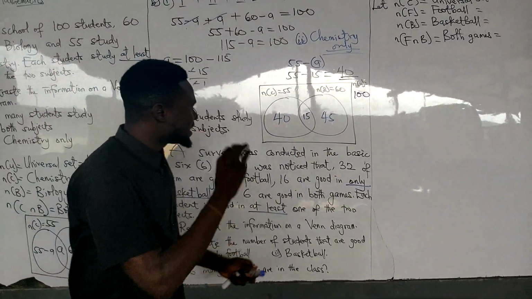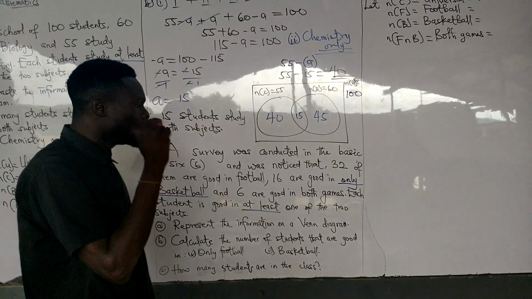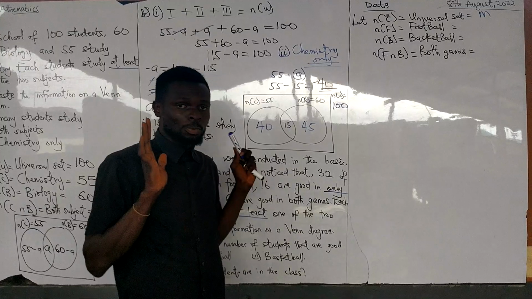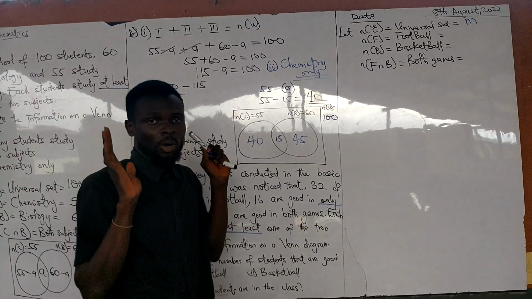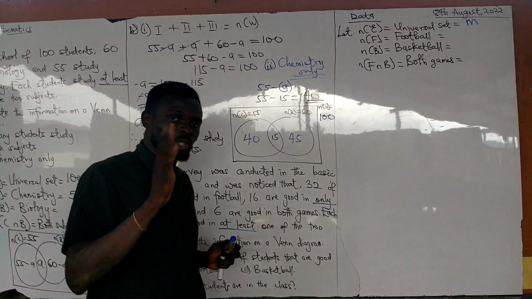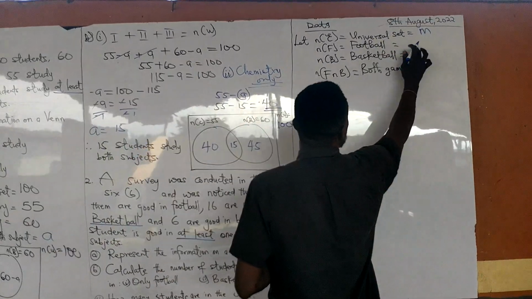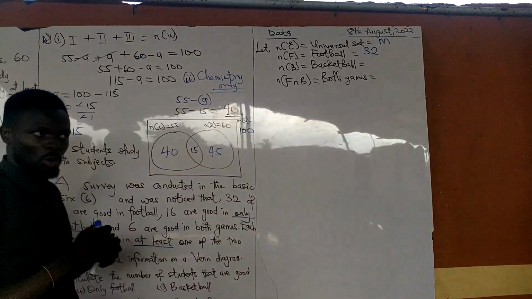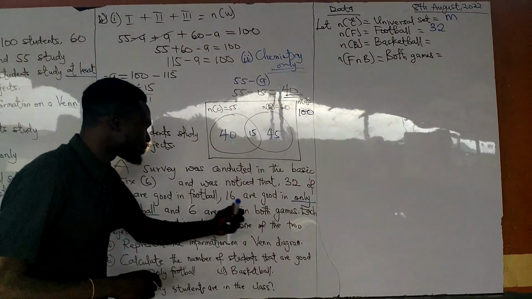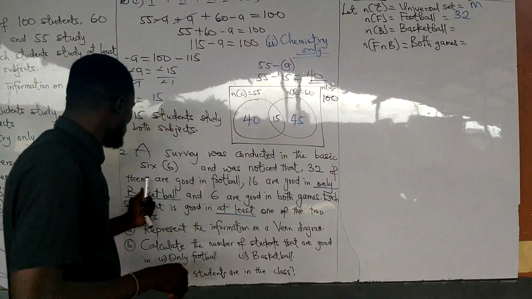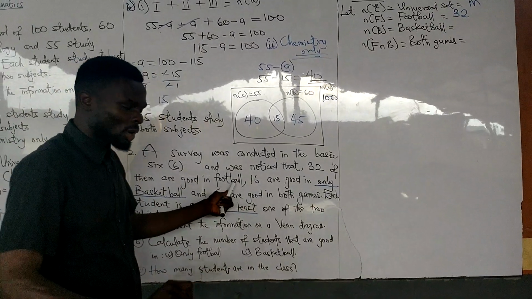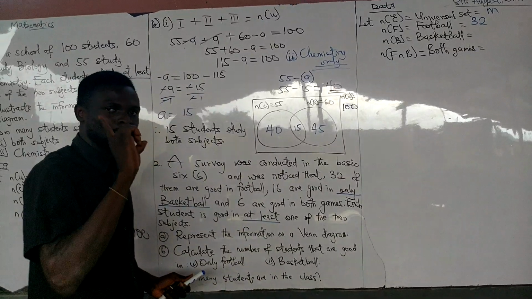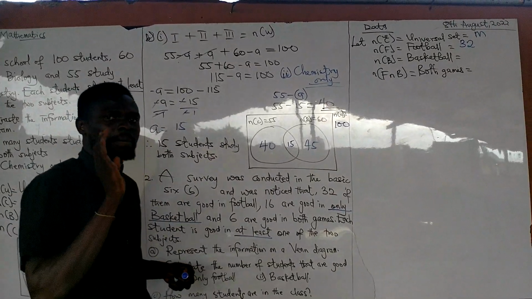And was noticed that 32 of them are good in football. So 32 of them are good in football, but not football only. So 32 are good in football. So that 32, we are going to record it as the number of F, which is number of football. When you continue, so 32 of them are good in football. 16 are good in only basketball.